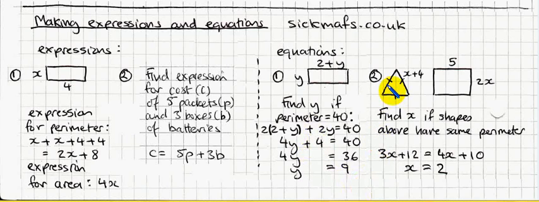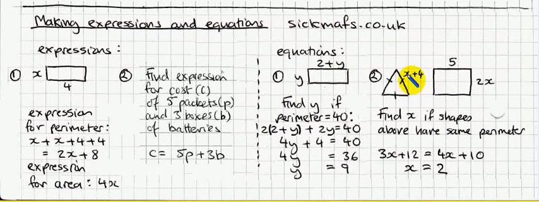Here's another situation where you get an equation, and again you're going to be told something is the same or equal to something else. When two things are equal, you know you've got an equation. What are the two things that are equal? You're told the perimeter of this is the same as the perimeter of that. When you say same as, that means equal, doesn't it? So this perimeter is equal to this perimeter.